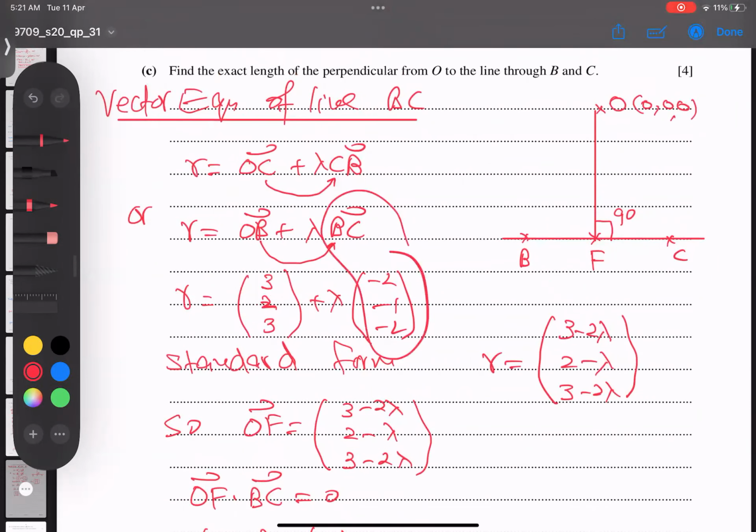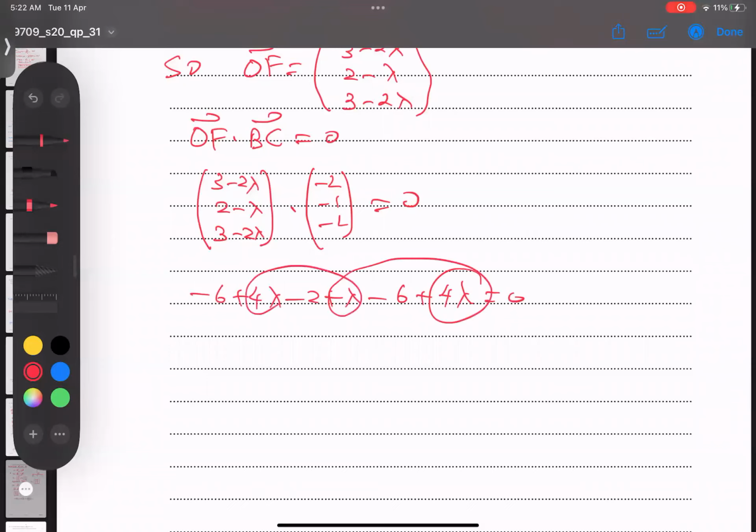And for the dot product, you know, students, corresponding elements multiply i, j, and k. So I get -6 plus 4 lambda, -2 plus lambda, -6 plus 4 lambda. 4 plus 5 plus 4, 9 lambda. I get 9 lambda. 6 plus 2, 8. 8 plus 4, 14. So 14 goes there, and lambda becomes 14 by 9.